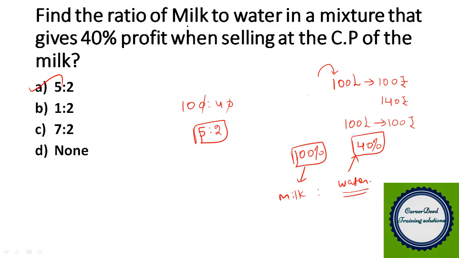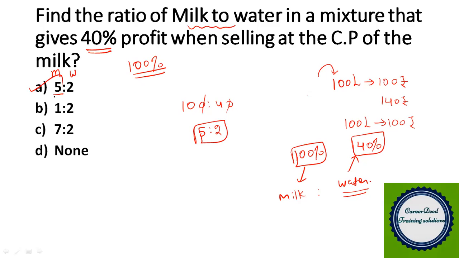Now find the ratio of milk to water. Here the ratio is given as milk and water, right? So the first part is milk and the second part is water. See, you are getting a 40% profit on the actual cost price of 100% only. So what is the cost price here? That is the value of milk, right? From the milk only you are getting a profit.